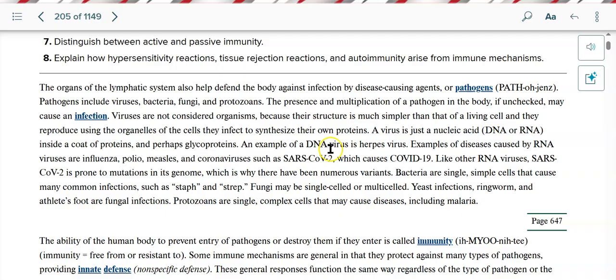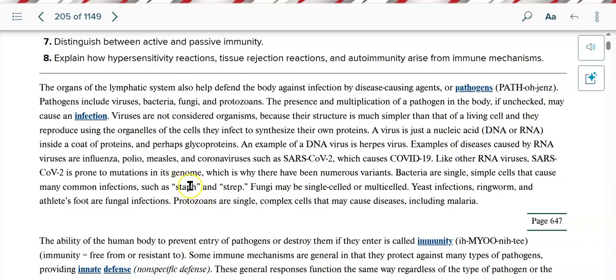One example of a DNA virus is the herpes virus. Some of the diseases that RNA viruses cause include the flu, polio, measles, the coronaviruses, which of course one of those, SARS-CoV-2, led to COVID-19. Like the other RNA viruses, SARS-CoV-2 is prone to mutations, which is why there have been so many different variations in COVID. Bacteria, though, are single, simple cells that cause many common infections, like staph and strep.